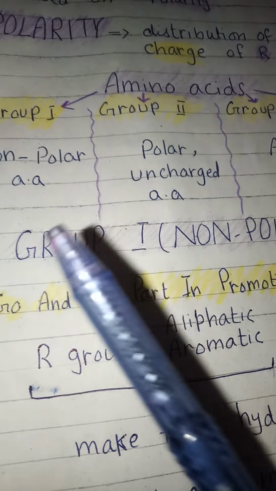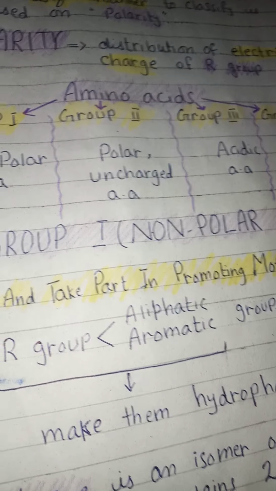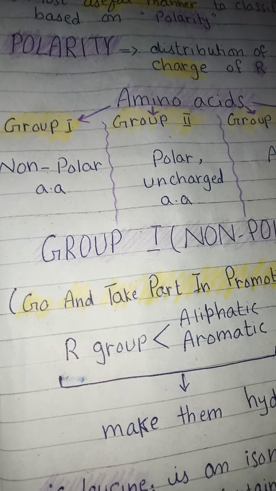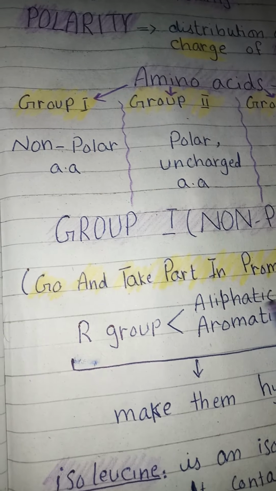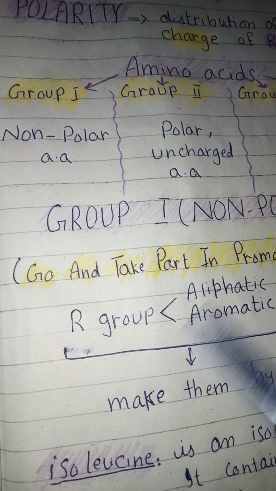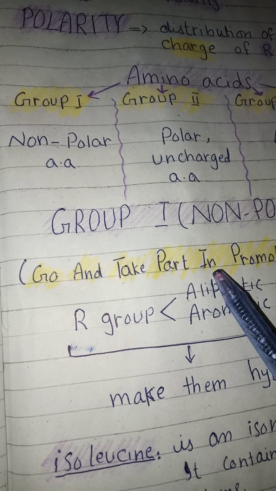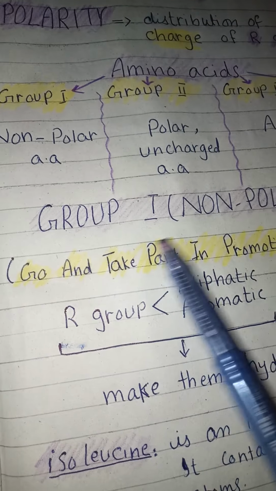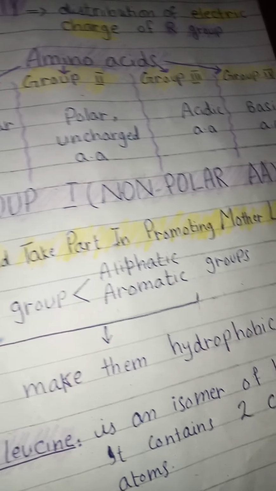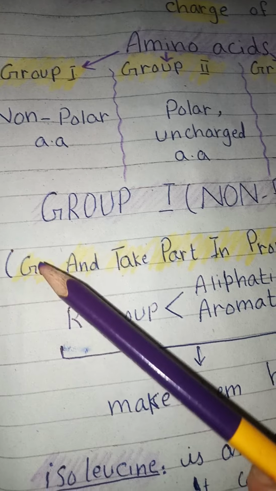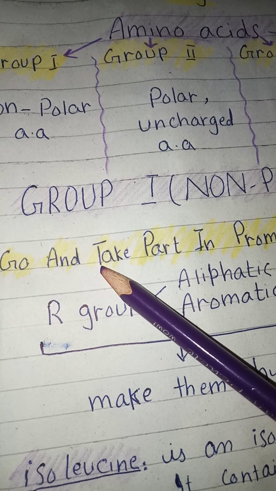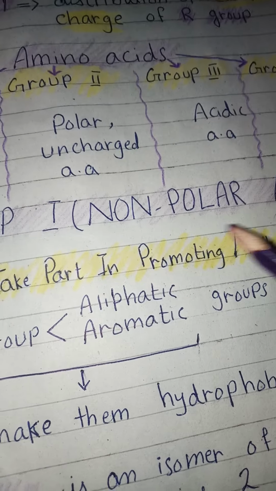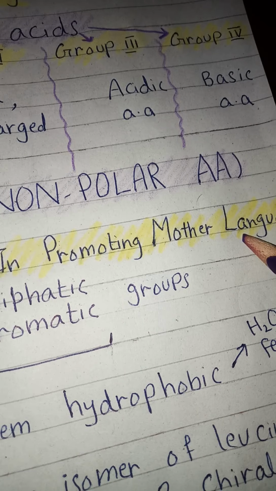Today I will tell you about group 1, the non-polar amino acids, in detail, with a brief description and the structure of these amino acids. In my previous video, I told you the method to remember the amino acids present in group 1. You can remember them by saying: go and take part in promoting mother language. G stands for glycine, A alanine, T tryptophan, P proline, I isoleucine, P phenylalanine, M methionine and L for leucine.